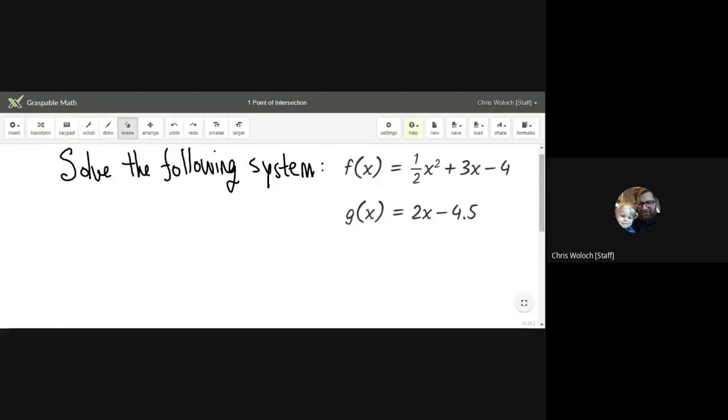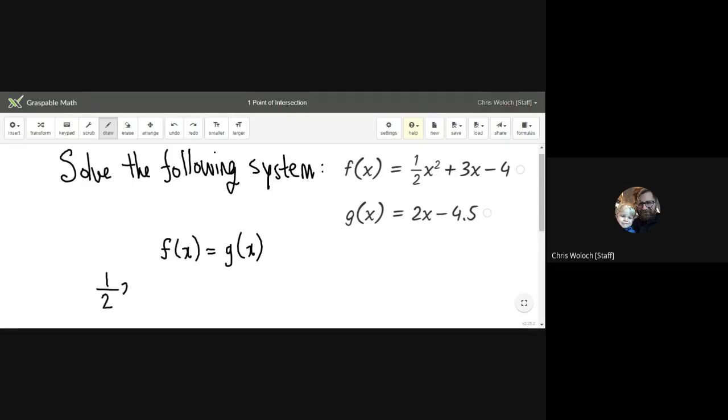And then again, when we do this, our first step is to set up f of x equals g of x. So I'm just going to write f of x here. So 1/2 x squared plus 3x minus 4 equals 2x minus 4.5.